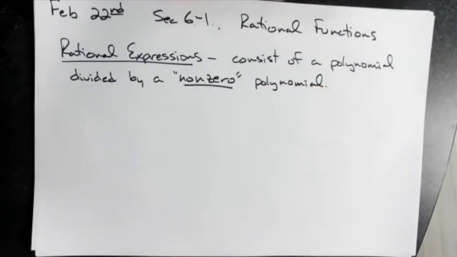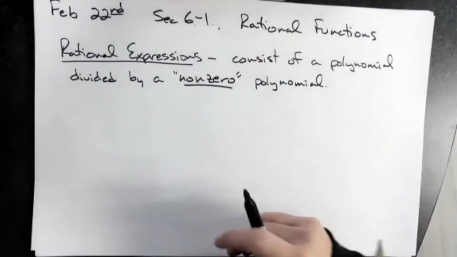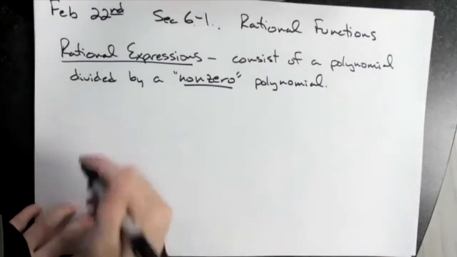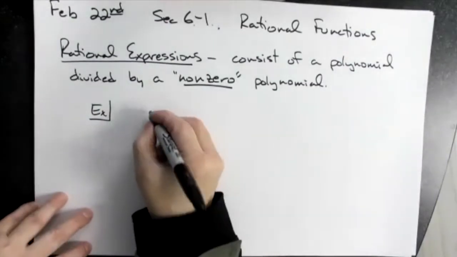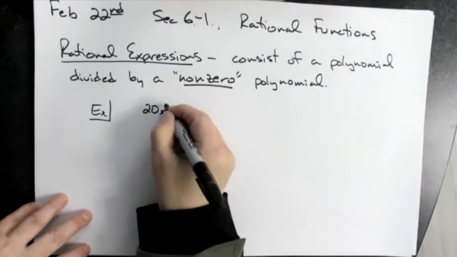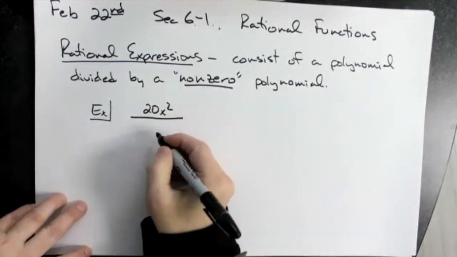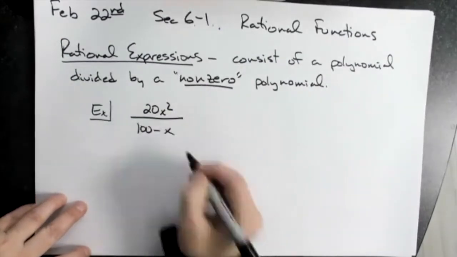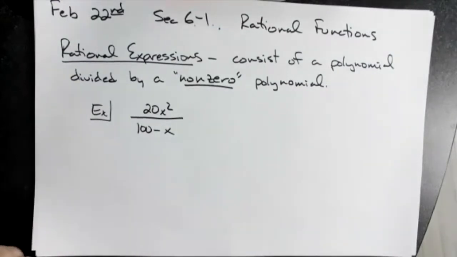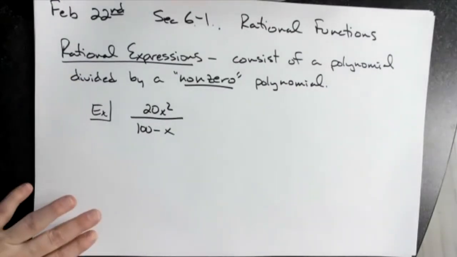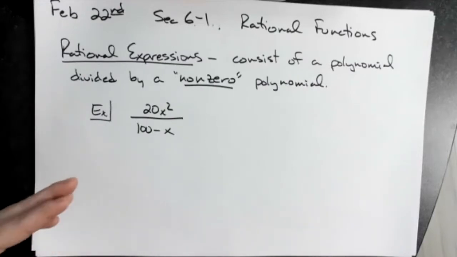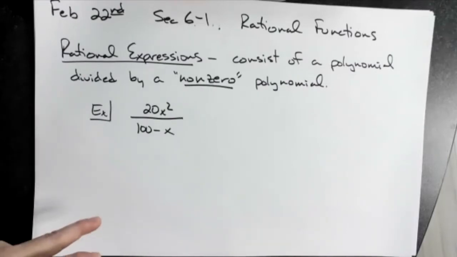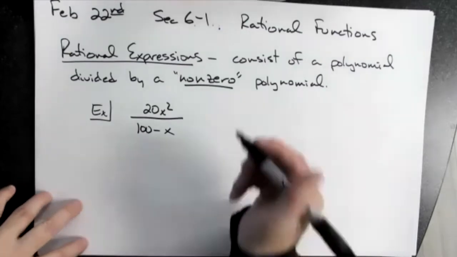And since our last chapter dealt with polynomials and we factored them, that's why that's leading into this the way it is. Okay, so some examples of what they might look like. You might have one that is as simple as maybe say 20x squared over 100 minus x. That one's not necessarily the most complicated type. We obviously cannot factor the top or the bottom. So it's just a nice little monomial on top with a binomial on the bottom.